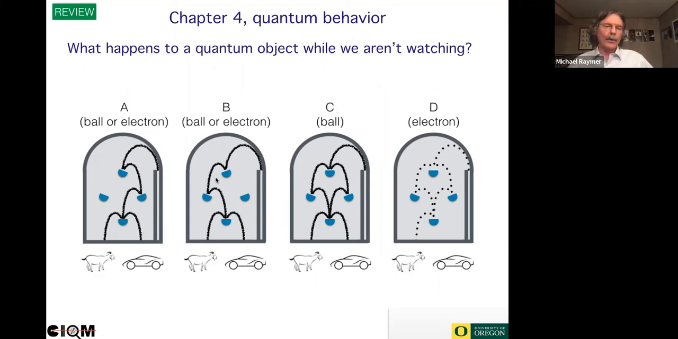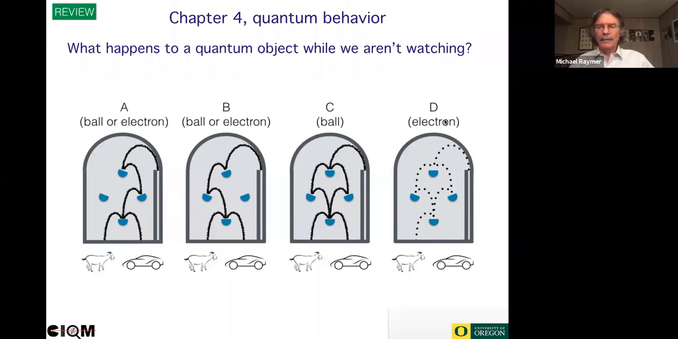Or you could arrange it so it goes on the left path and then has 50% probability to go one way or the other. Or if you made the top pin horizontal, it could go right and then right, or it could go left and right, or it could go right, left, or it could go left, left. So you see, to get to the car, there's two possible paths that this particle could take.